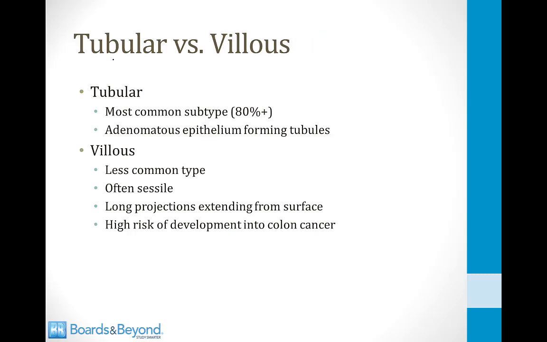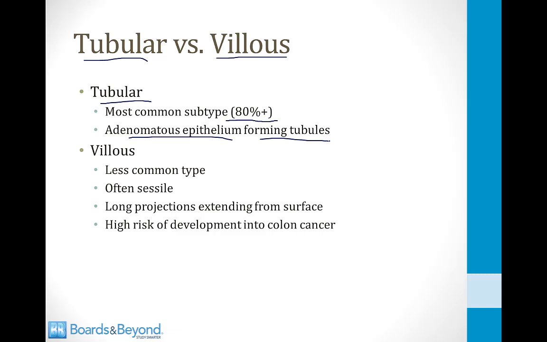The more important distinction has to do with the appearance of the polyp under the microscope. There are two types of histology seen in colon polyps. The first is called tubular and the second is called villus. Tubular polyps are the more common subtype of adenomatous polyps. 80% or more are tubular, and tubular polyps have adenomatous epithelium forming tubules. I'll show you a picture of that in a minute.